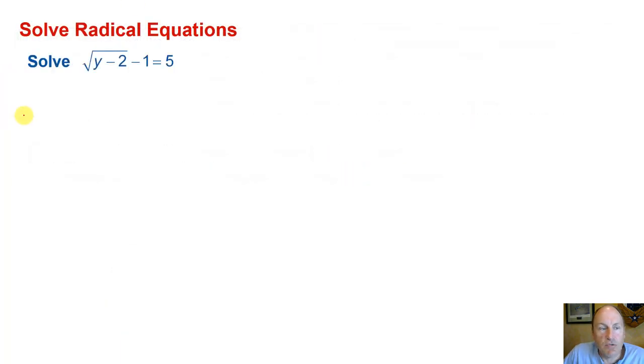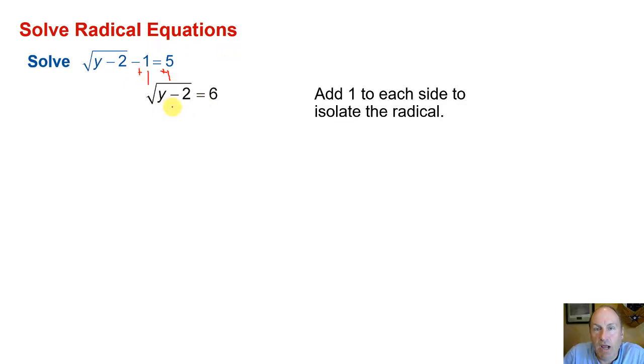So let's solve the radical equation, the square root of y minus 2, minus 1 equals 5. So the first thing we want to do is move the negative 1 over to the other side by adding 1 to each side. So when we do that, we get the square root of y minus 2 equals 6.